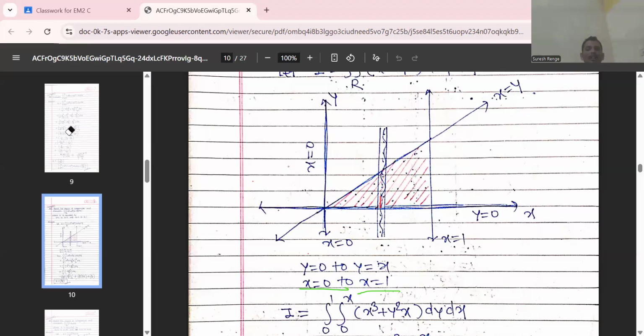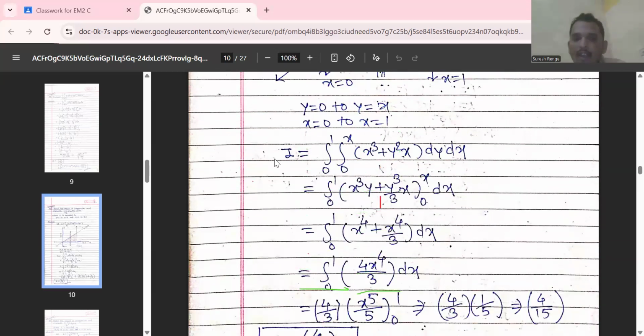Now we are finding the value of this integration. Let us start. I is equal to the integral with limits 0 to 1 and 0 to x of (x cube plus y square into x) dy dx. First integrate with respect to y. When integrating with respect to y, treat x as a constant, and x cube is also a constant.